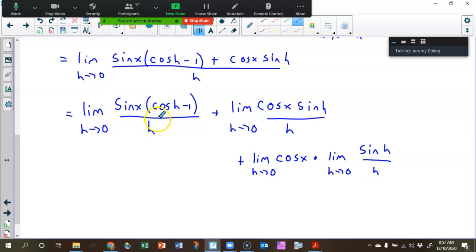Now over here on the left, I don't have that goal yet, but I'm going to move towards it. I'm going to separate into two limits as well here. So the limit as h approaches 0 of sine of x times the limit as h approaches 0 of cosine of h minus 1 divided by h.